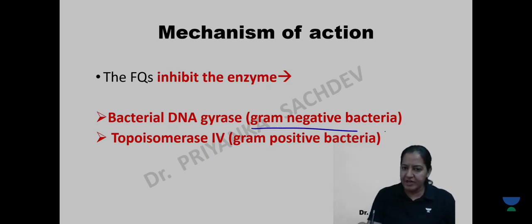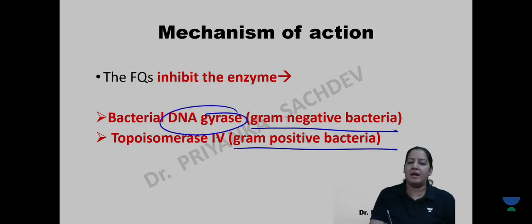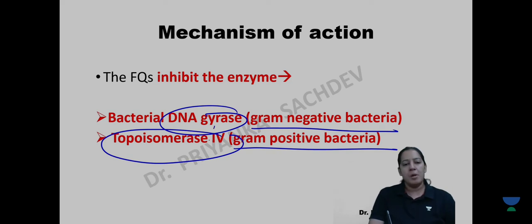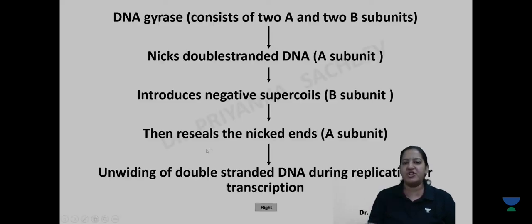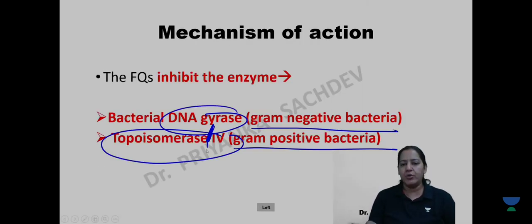If we talk about gram-negative bacteria, the enzyme is DNA gyrase. And if we talk about gram-positive bacteria, the enzyme is topoisomerase 4. Both of these enzymes are doing the same function. They are doing unwinding.